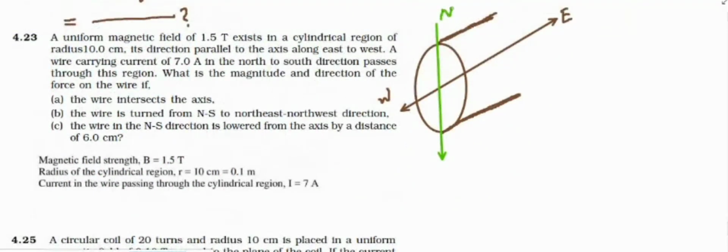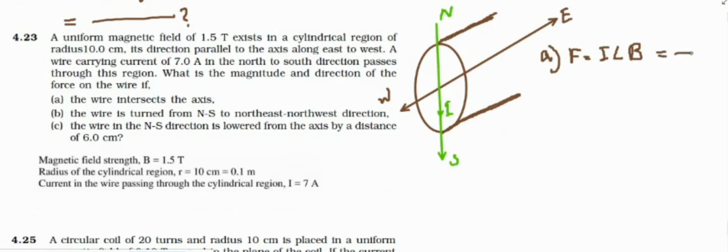We have north, south, current direction. Now current and magnetic field are perpendicular. So first case, the wire intersects the axis, just like this diagram. So in case A, you have force F is equal to I L B, because current and magnetic field are perpendicular.